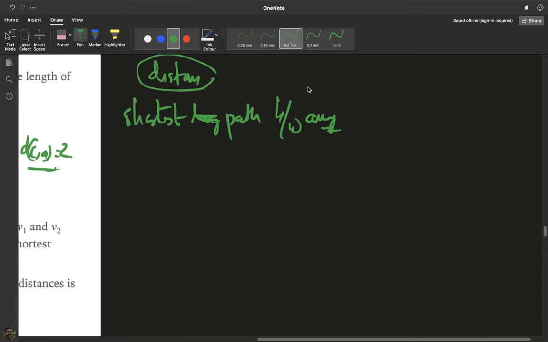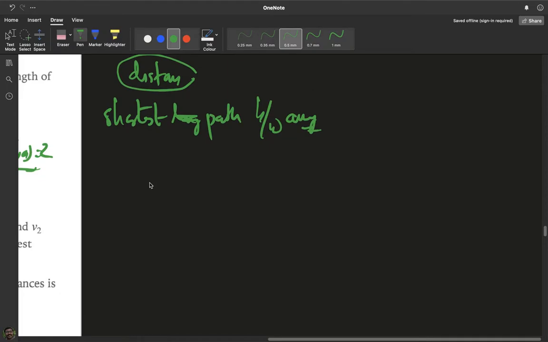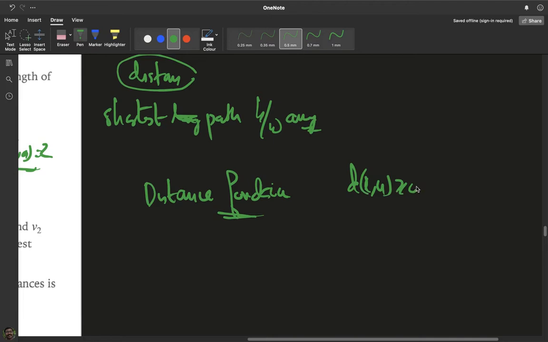So I am going to write the common properties of a distance function, which you have studied in other fields. Basically, what are the properties of the distance function? The first property is that it is always positive. The distance between any two objects is always positive. That's called the non-negative property.